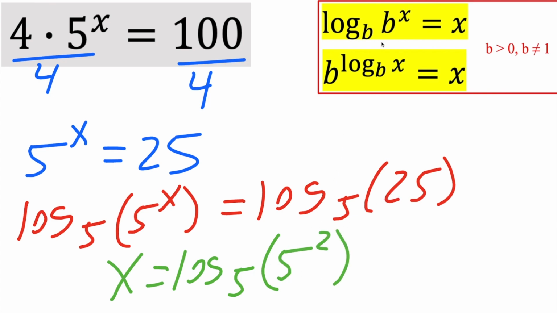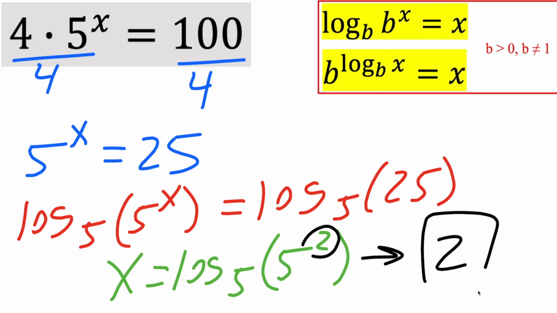And now we can do this log property again. So this whole piece gets canceled, but the 2, because log base 5 of 5 raised to 2 is just like this, log base b of b raised to x. You just get the exponent, so just the 2. And so our final answer is 2.